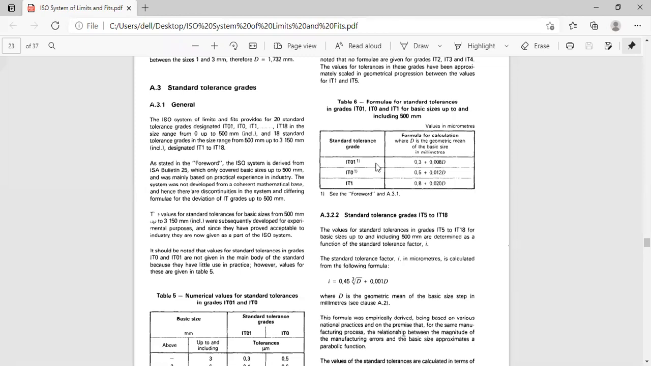D, capital D, already I have calculated. D is equal to root of D1, D2. You have to substitute here and try to take the appropriate value for IT0. And again for IT01, you have to substitute the value of capital D and try to take the appropriate value for IT01. And substitute the value of capital D and try to take the correct value for IT1. So these are the formulas for standard tolerances.